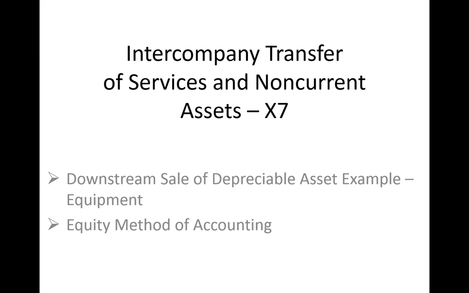Intercompany transfer of services and non-current assets. We're going to look at a downstream sale of depreciable equipment. We're going to focus on the equity method in this learning objective. As you can notice, you see X7 here. So we're going to start not in the first year of the equipment, but in the first year of the transaction. So X7 will represent the first year, X8 the second, and so forth.